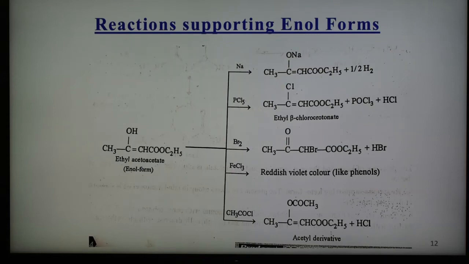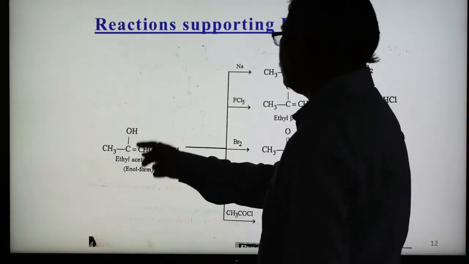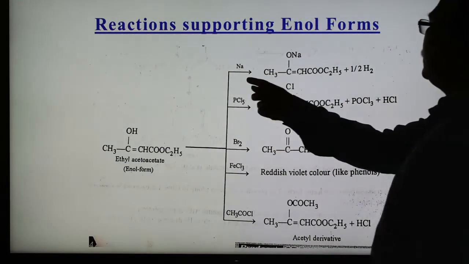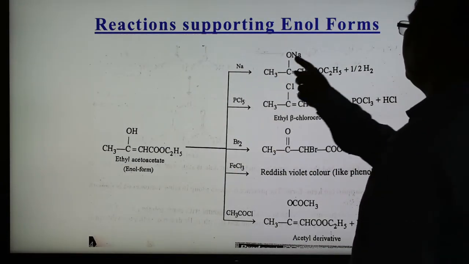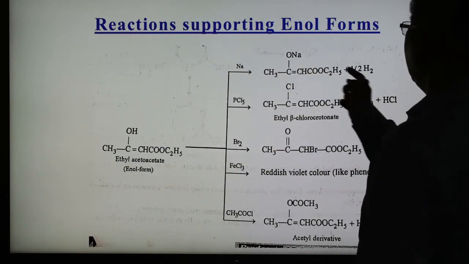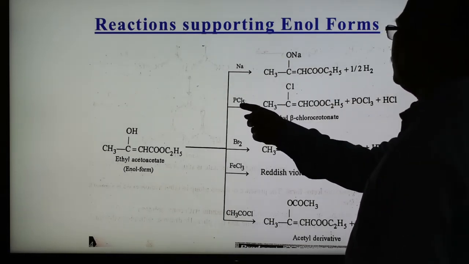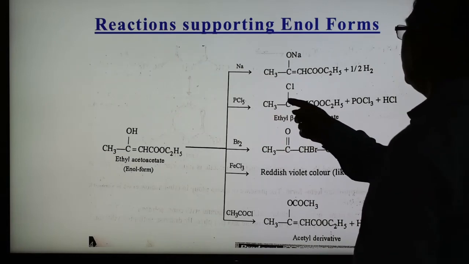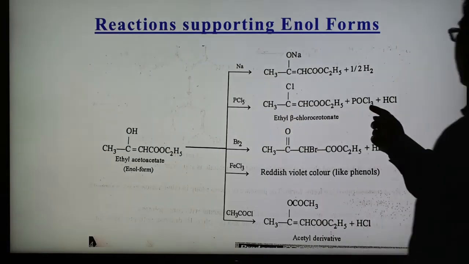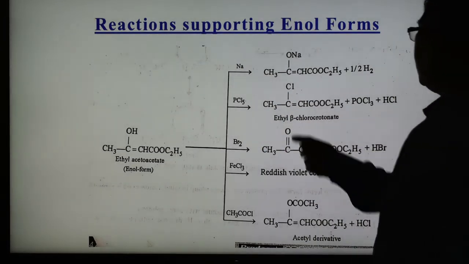There are also some reactions which support the enol form. In this case ethyl acetoacetate shows the enol form having an OH group after rearrangement. Here it reacts with sodium, forming this type of sodium compound, and half a molecule of hydrogen is released. Second, when it reacts with PCl5, Cl comes here and POCl3 and HCl are the other products, forming ethyl beta-chlorocrotonate.